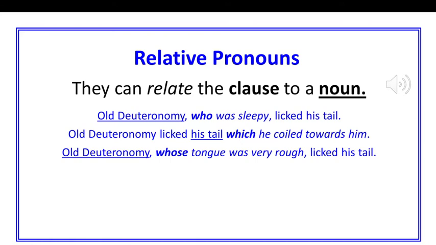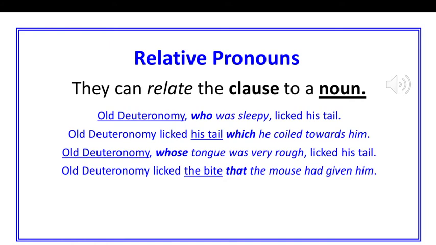The next example is old Deuteronomy, whose tongue was very rough, licked his tail. And hopefully you can see that without that relative clause, that main clause, old Deuteronomy licked his tail, would make sense on its own. So what we've done there is we've split the sentence, and next to the noun, we've inserted our relative clause to add more information about that noun.